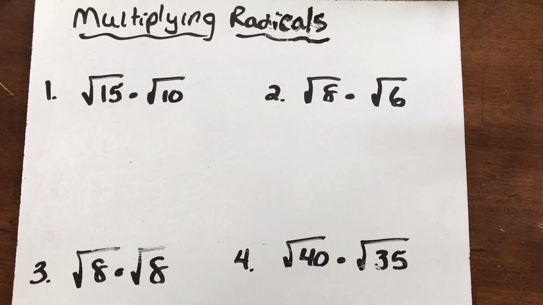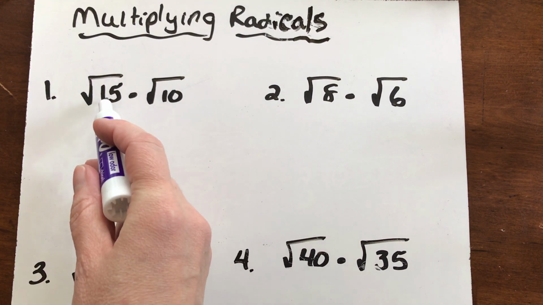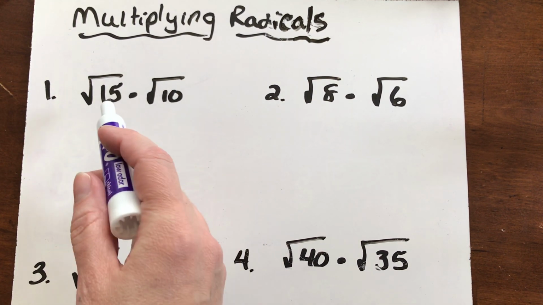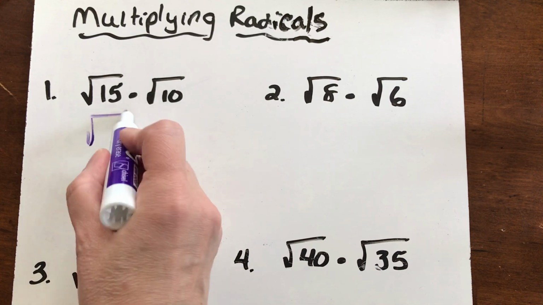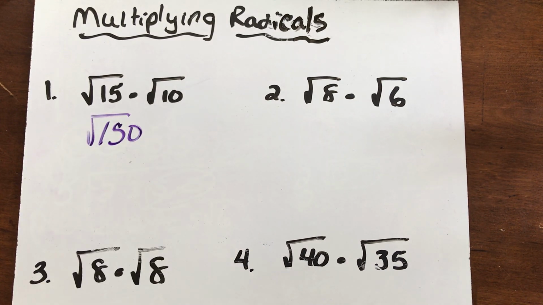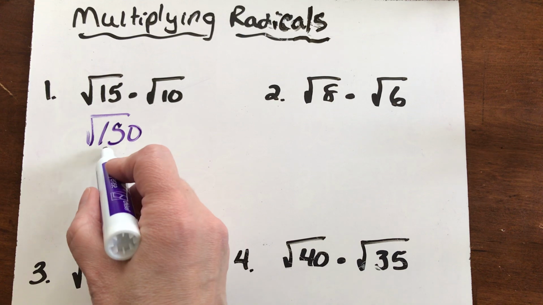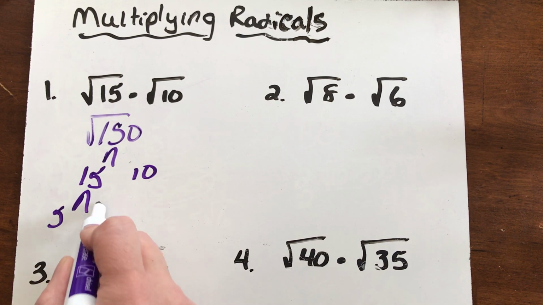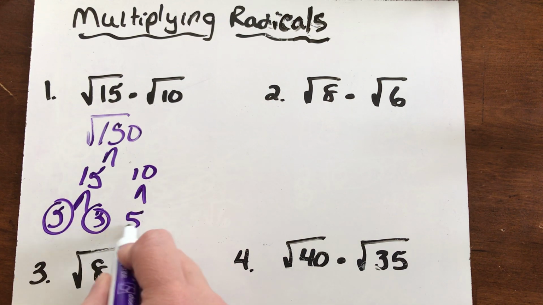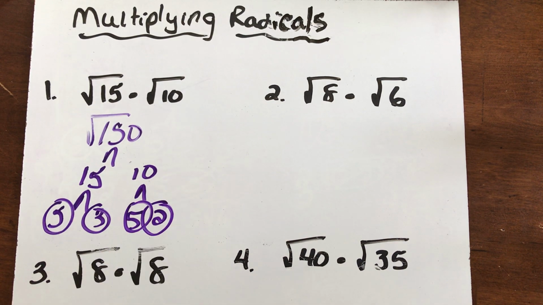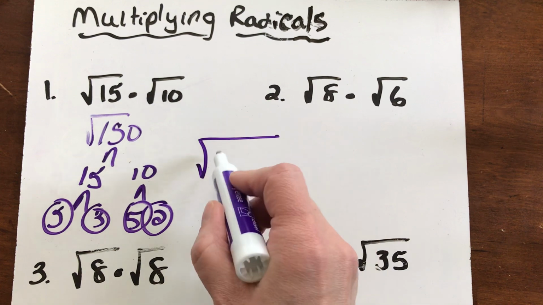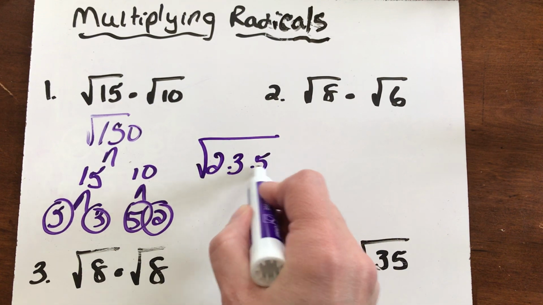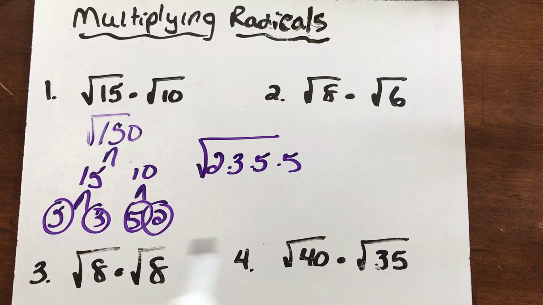With multiplying radicals, the first way is you just multiply the radicands, the numbers that are underneath that. So 15 times 10 is going to be the radical of 150. Then what you would do is you just break that down. Well, that would be 15 and 10. That would be 5 and 3. And that would be 5 and 2. Then I would write my big radical sign, and I'd have 2 times 3 times 5 times 5. And then I pull out any perfect squares.